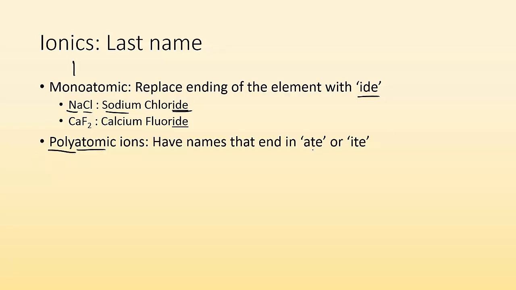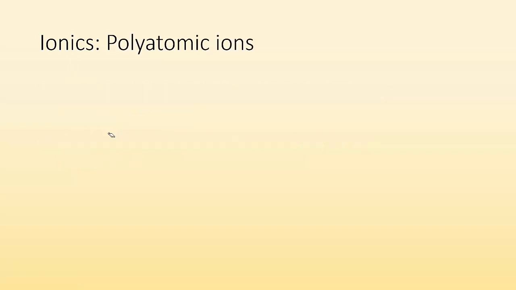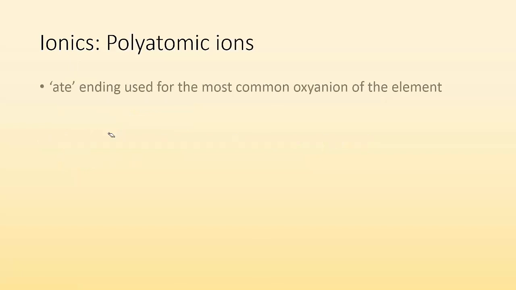If it's a polyatomic ion, poly means many, so many atoms, they have names that end in "ate" or "ite." I'll show you some examples, like NO3-. Notice that this is made up of many atoms. The NO3 has 4 atoms, so it's polyatomic, and it's an ion because it has a charge, a -1 charge. So it's a polyatomic ion, and its name is nitrate. Notice the "ate" ending.